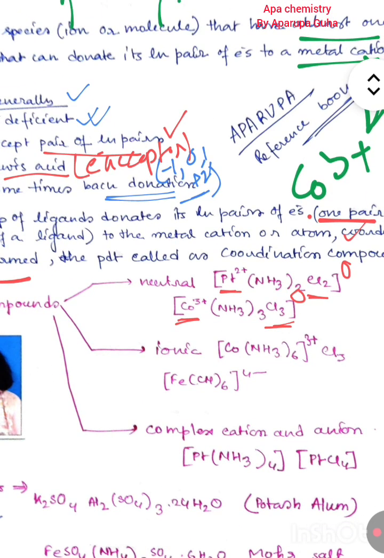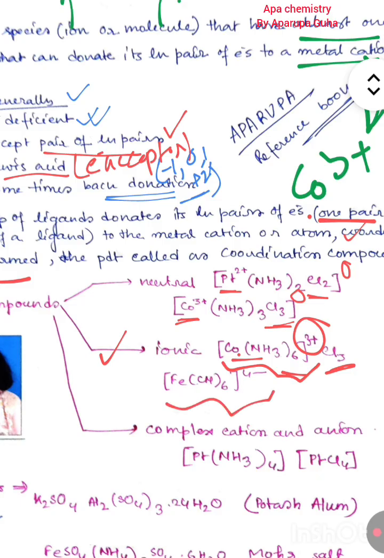Why ionic? Because cobalt NH3 whole 6 3 plus, though this 3 plus is neutralized by 3Cl minus, but we know this is the coordination pair. And these Cl3 are present in the ionic pair, that is outside of the coordination pair. That's why we call this ionic.